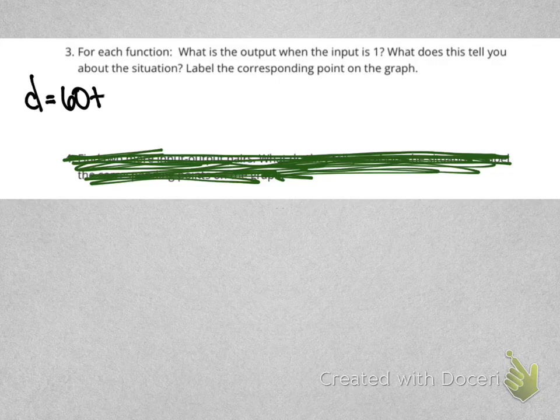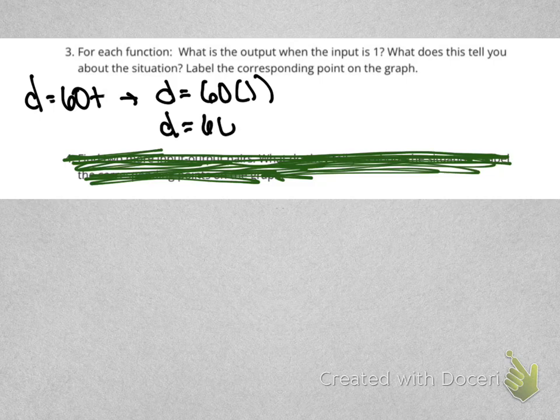D equals 60t. So this is our output spot, that D is. So our input is t. We're going to replace t with 1 because we're trying to find the output when the input is 1. So it becomes D equals 60 times 1, which means D is going to equal 60. Since 1 replaced t, that's 1 hour. And D is 60, so that's 60 miles because we're looking at miles for distance.